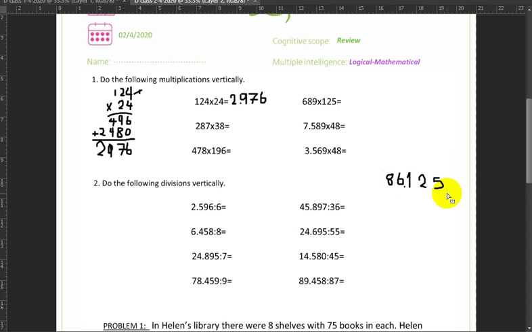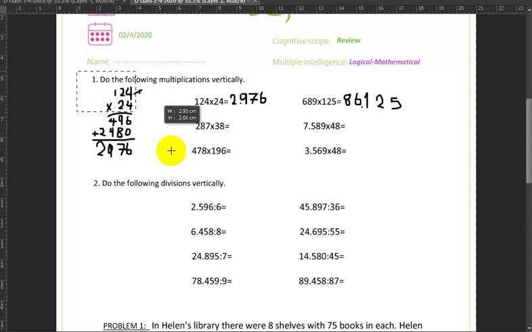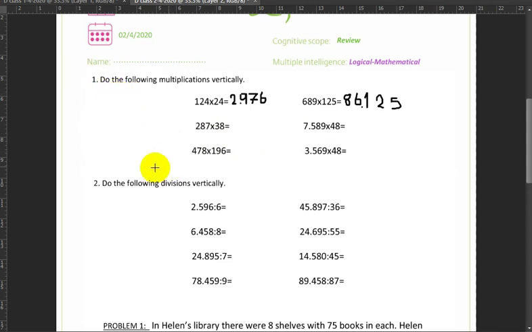Let's erase all of this now. And let's take this, put it up here. There we go. Okay, next up, we have 287 times 38. I'm going to make some room, actually. Let's make some room here. 287 times 38.